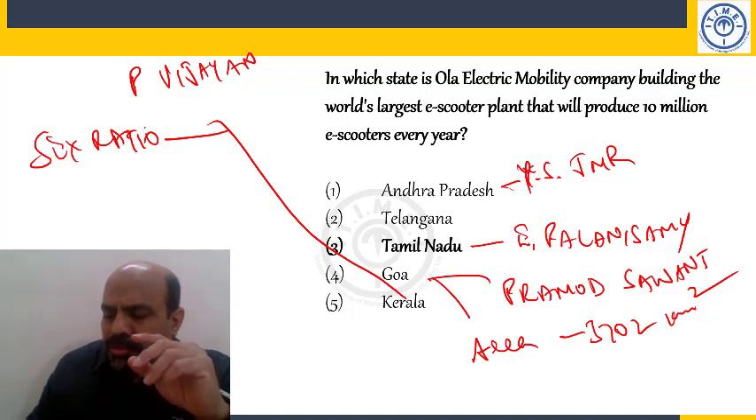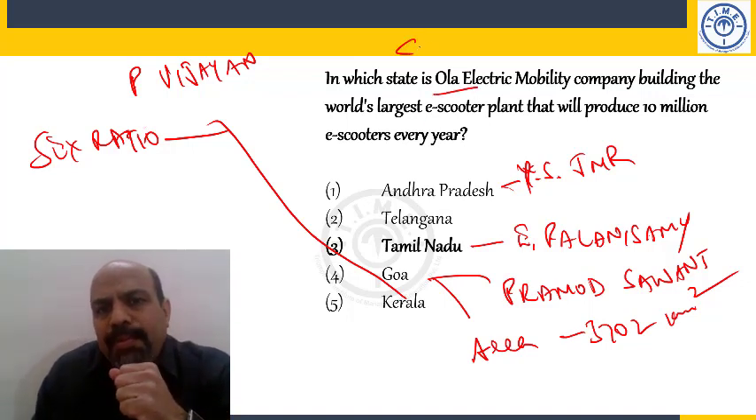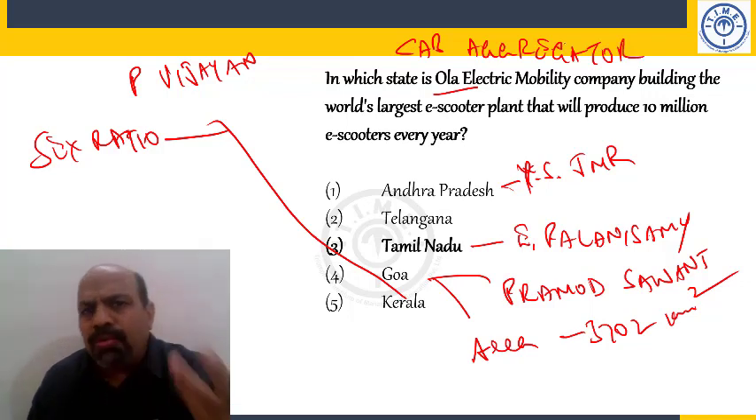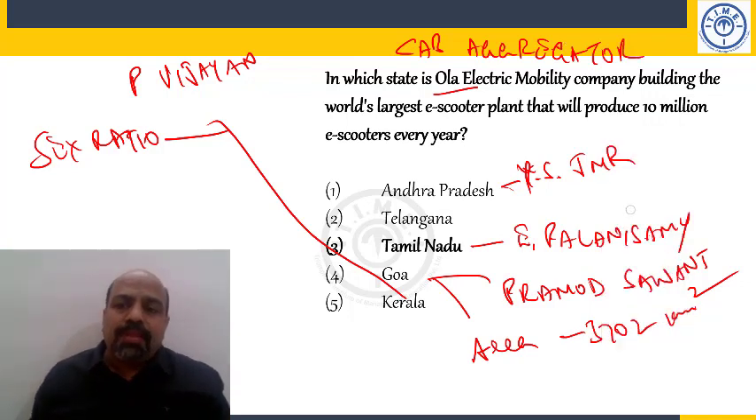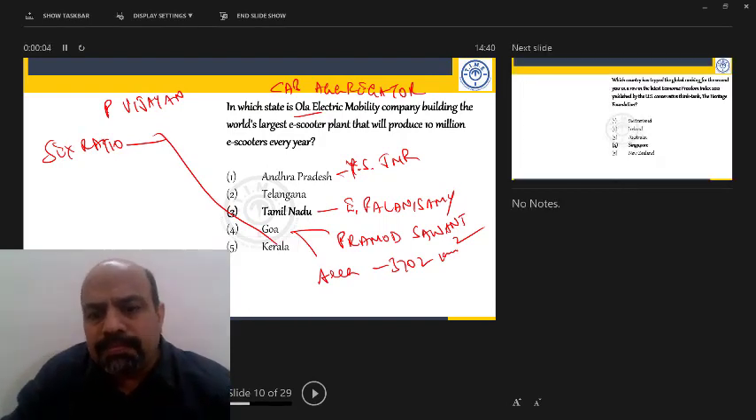Okay. Now, to tell you about Ola. Ola is one of the two cab or taxi aggregators. What are they called? Aggregators. See, Ola, Uber, they don't own anything.